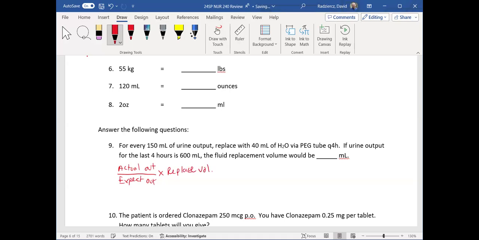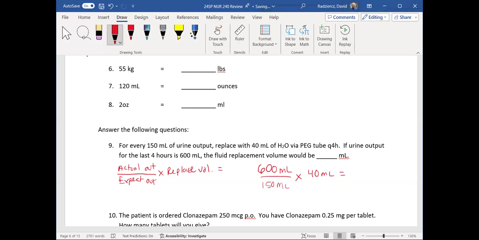The reason I do that is because I've simplified this. Some students will do a ratio proportion, and that works out great too. I'm just letting you know what I do. So it says for every 150 milliliters out, you're going to replace with 40. And what was actually voided was 600 milliliters. So I'm going to take my actual void, 600, over my expected, or for every, which is 150, and multiply by the replacement volume, 40.